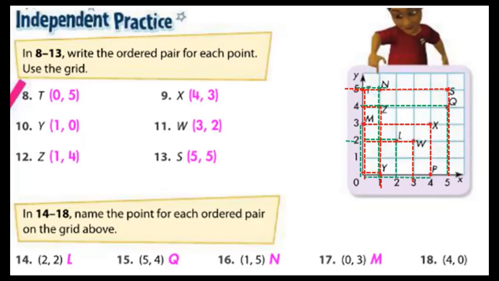Now, 4 on X, 0 on Y. 4 on X, 0 on Y. You will not move. 0 movement. You will stop. 0 movement. On the Y-axis, you are not going to move up any units. So the answer here will be P.